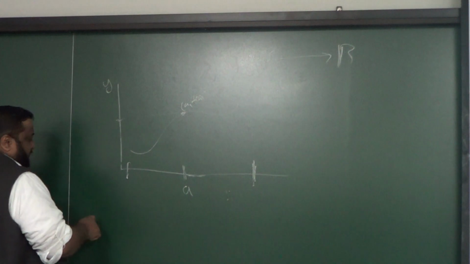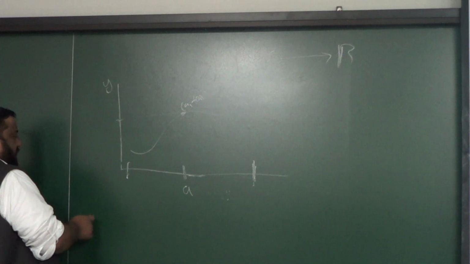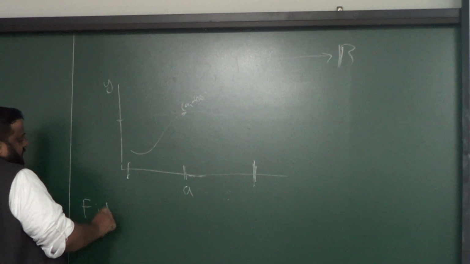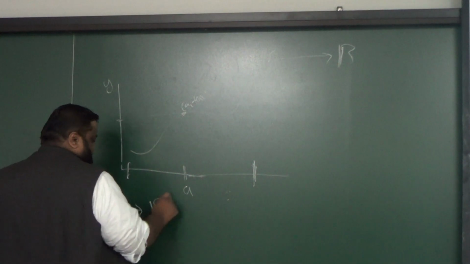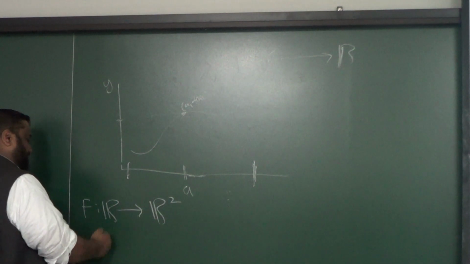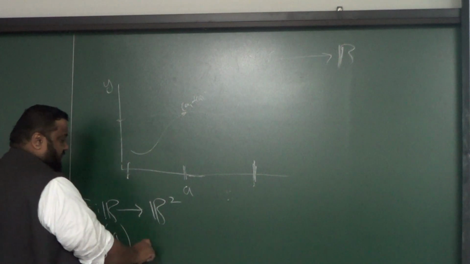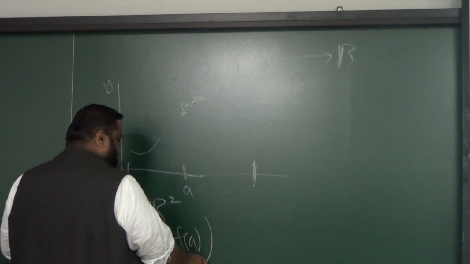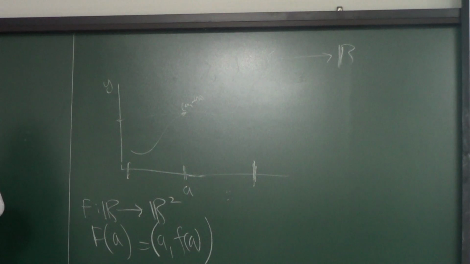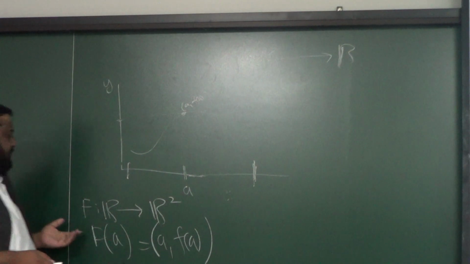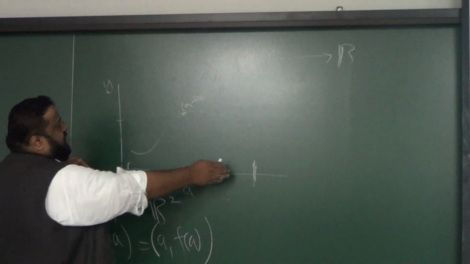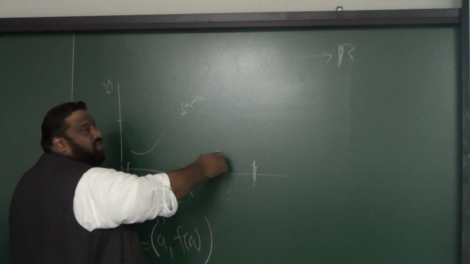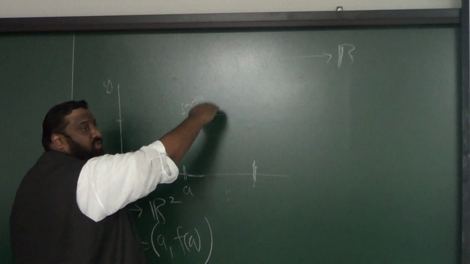So I can say that I have a map, for example let's call it capital F, that is a map from R to R2. What is it doing? It is taking the input a and giving me the corresponding point on the graph, a and f of a. So when you have such a graph, you not only have a map from R to R, but you can also define a map from R to R2.